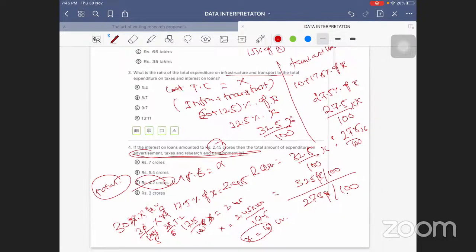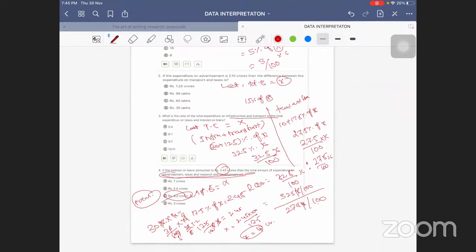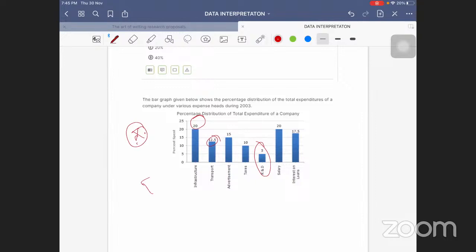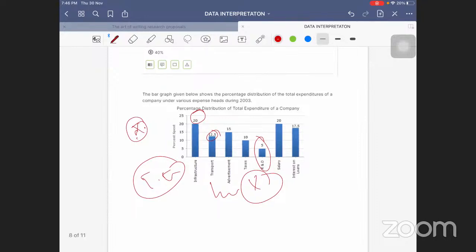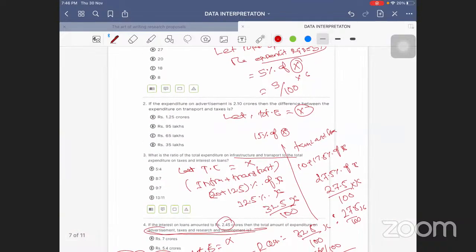So clear this sum, how to find this? In the problem they didn't give the total expenditure. So we consider the total expenditure as X. Based on the total expenditure, they distribute it among the departments, like infrastructure and transport. So from this total expenditure we find the percentage expense of every department, and from that we find the answer. So clear this kind of sums.